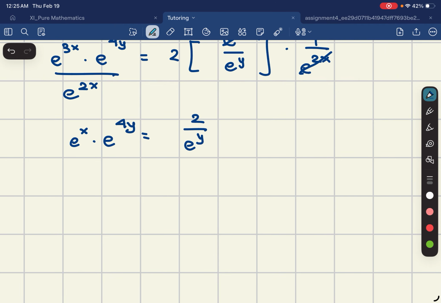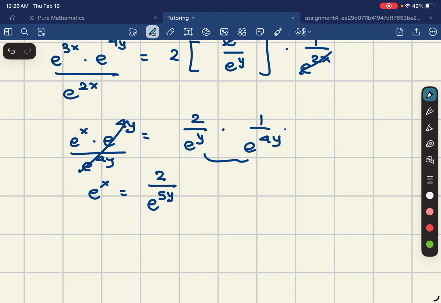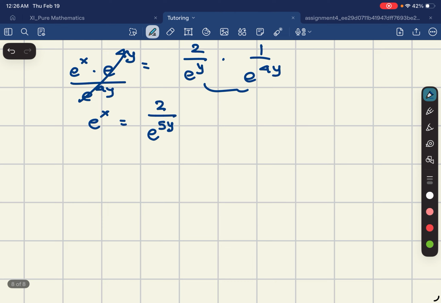And if I simplify this further, I have e to the power x is equal to 2 divided by e to the power 5y, right? Because I'm dividing by 4y on both sides. And the 4y's here cancel out. These add together to give me e to the power 5y. So now I can take the logarithm, right? I can take the natural logarithm of both sides, and I get x is equal to ln 2 minus ln e to the power 5y, right?